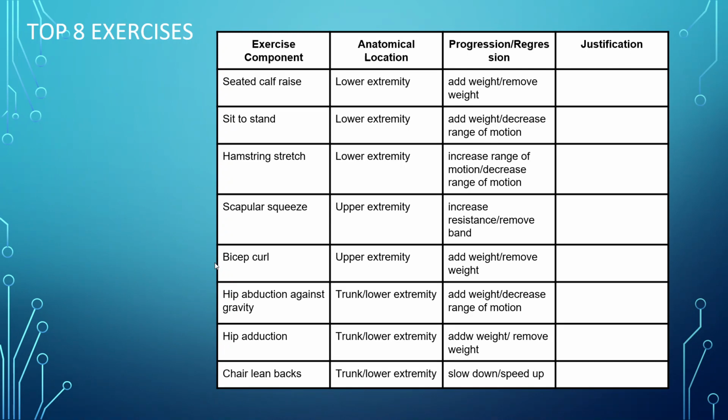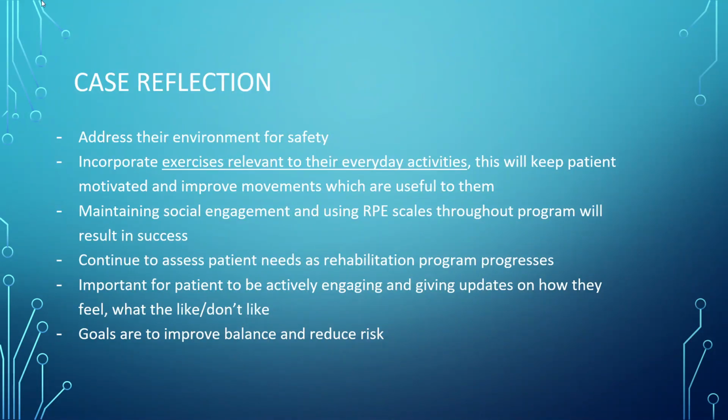Your peers had selected the following 8 exercises for this case. Once again, I would encourage you to come up with specific justification as to why these exercises were chosen for strengthening, for flexibility, and how they relate back to the individual patient. In particular, if we think about their falls risk as one example. Your peers also provided some reflection on this particular case, and that is collated here.